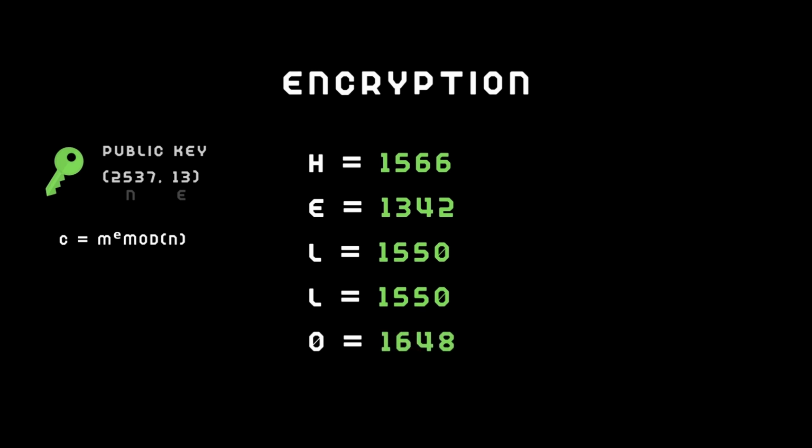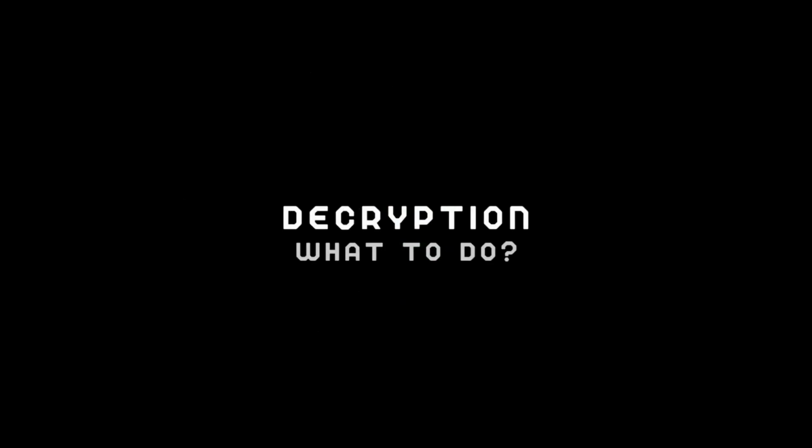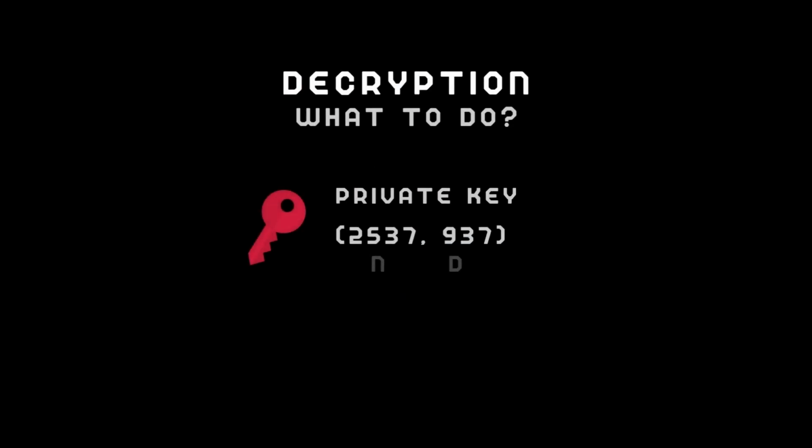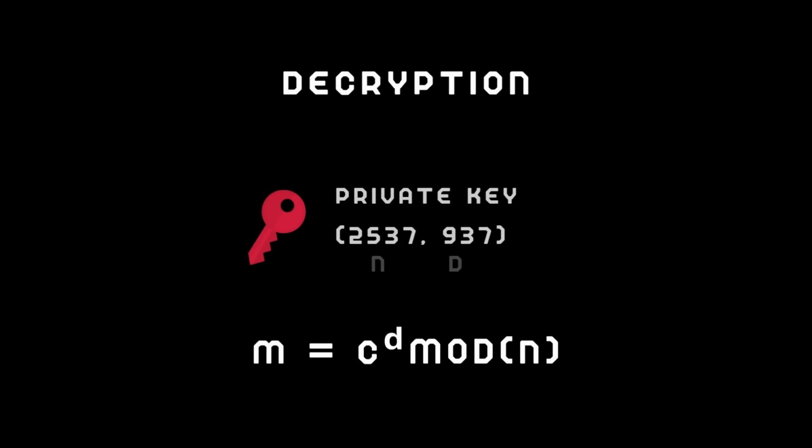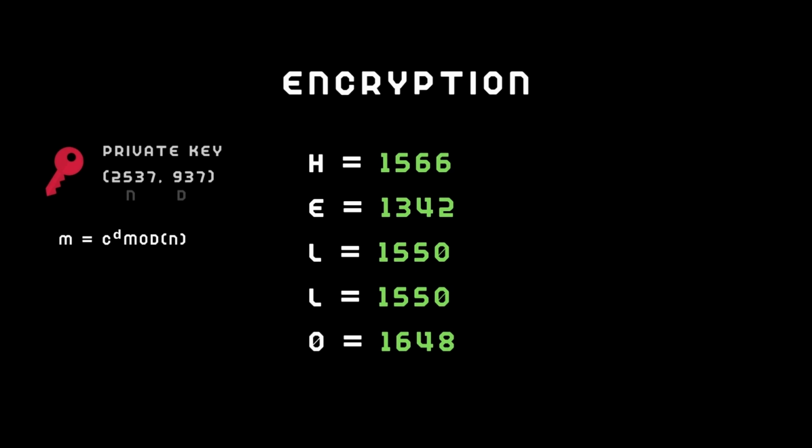After encrypting the message, we then distribute this to the person who generated the key. To decrypt the message, first obtain the private key 2537, 937 and decrypt each character by raising the encrypted message integer values to d modulo n. Solving this, we get the decrypted values 72, 101, 108, 108, 111. Converting this back to ASCII characters, we will get the message hello.